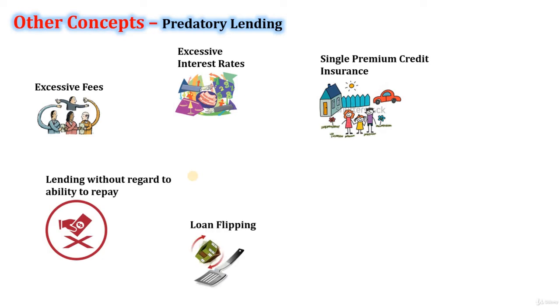Next one is loan flipping. Mortgage originators may refinance borrowers' loans repeatedly in a short period of time without any economic gain for the borrower. With each successive refinancing, these originators charge high fees that strip borrowers' equity in their homes.